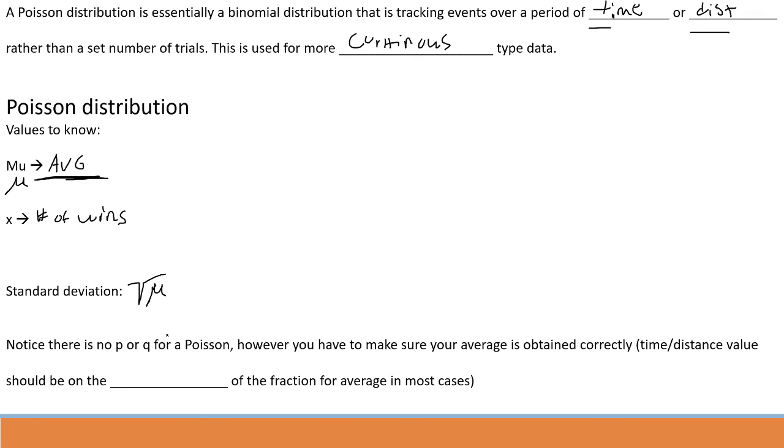And the thing is that you have to get your average sometime yourself. And the way you get your average is that the time or the distance value should always be on the bottom of the fraction in most cases, because your average is tracking some number over time or distance. Right? So let me show you the exact problem here.